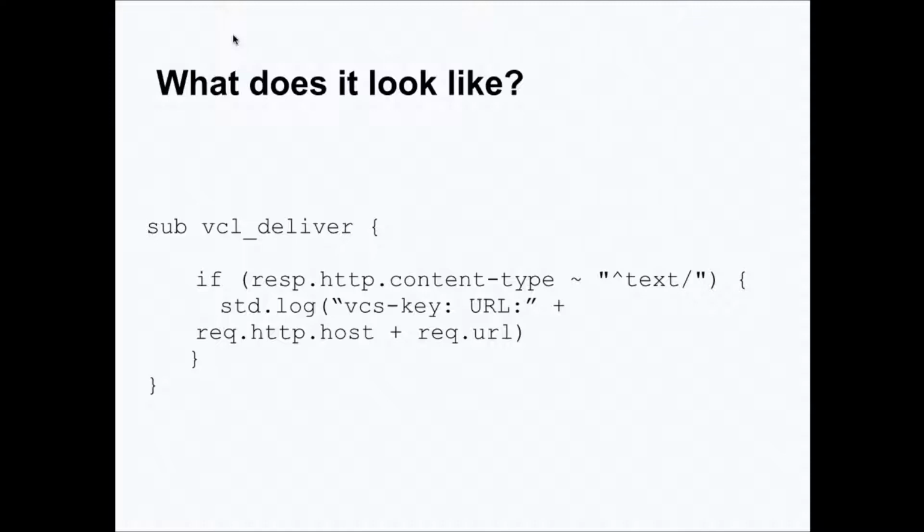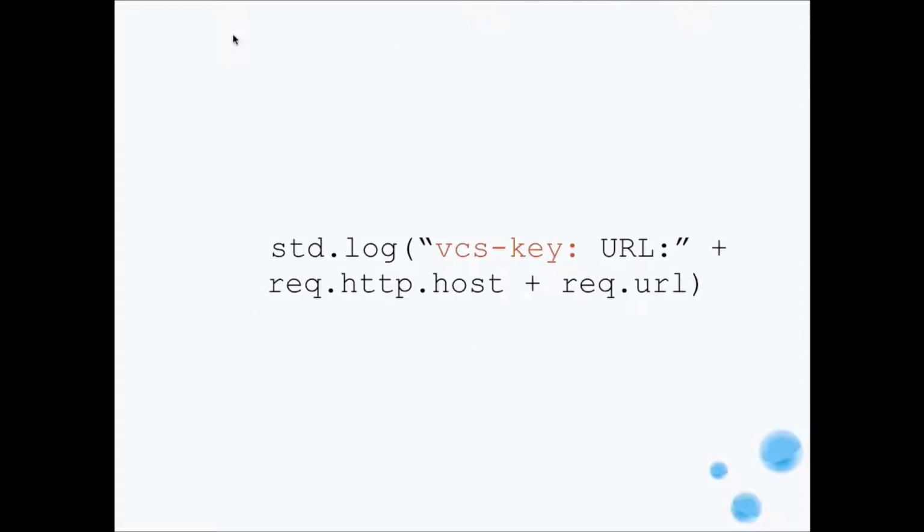Okay, this is what VCS looks like when you invoke it. You typically invoke it in vcl_deliver, depending on what you're going to do. Here I check if the content type begins with text/. If it is, then it's obviously text/html or text/plain or whatever. Then we need to log that, and we use just std.log to write to the shared memory log. The first keyword here is VCS-key, which tells the probe that this log line is something you should pay attention to.